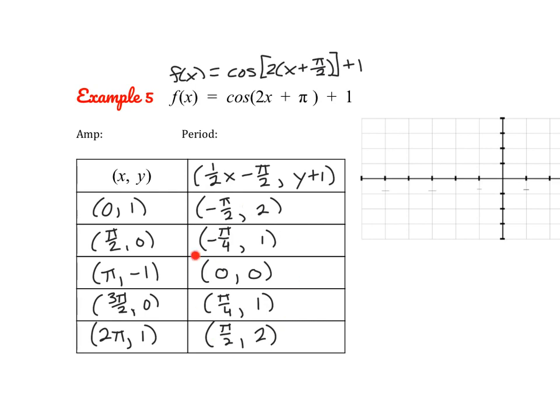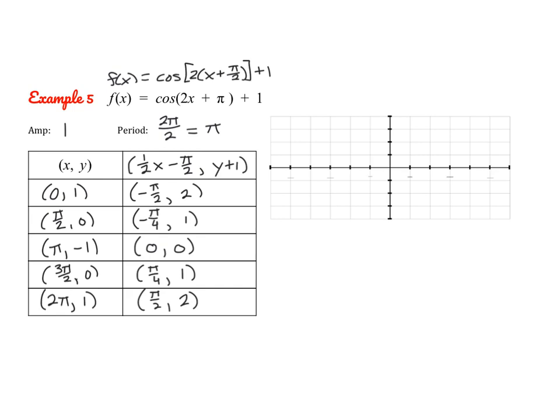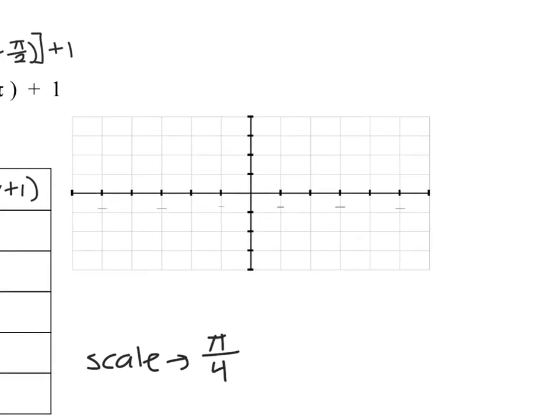Okay, so go ahead and check your coordinates here. In this case, our amplitude is going to be 1 because there's no vertical stretch or shrink, but our period is going to change. So remember, it's 2 pi divided by this value, 2, which is pi. Okay, so to scale our graph, we take our period, which is pi, and we divide it up into 4. So we're going to count by pi over 4 on our graph for our x-axis.